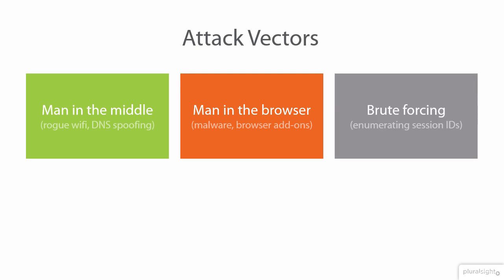Another attack vector is brute forcing. So the classic style of attack where an attacker is just simply trying to force their way into a system. And in the case of session hijacking, that might mean enumerating through session IDs until they can find a valid one. That's one of the attacks that we're going to look at in more detail over the coming modules.